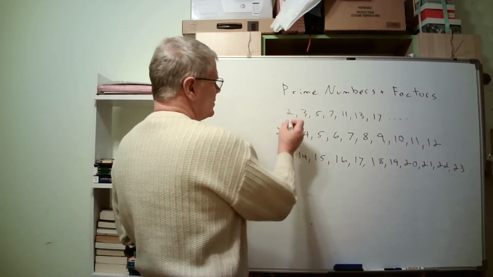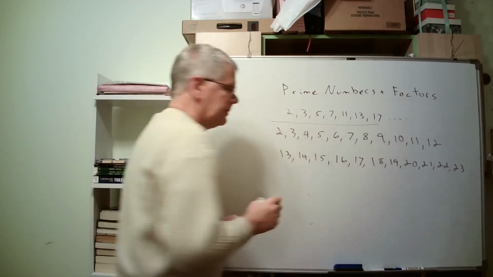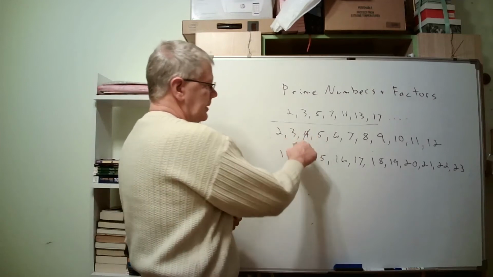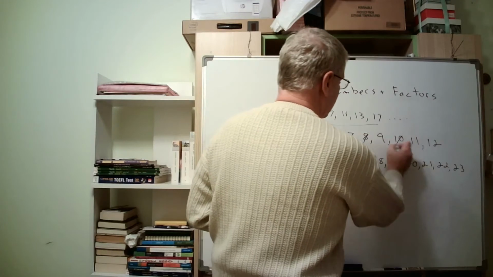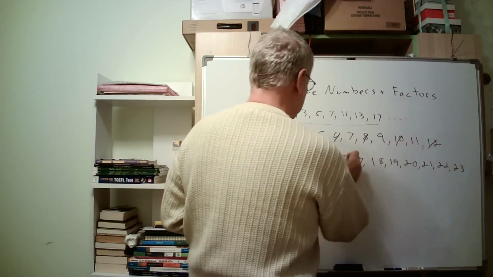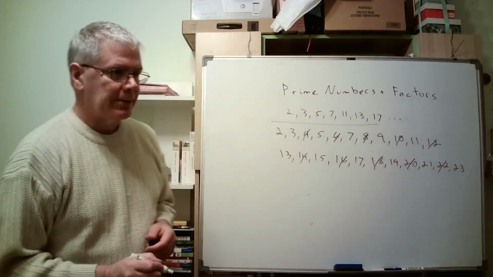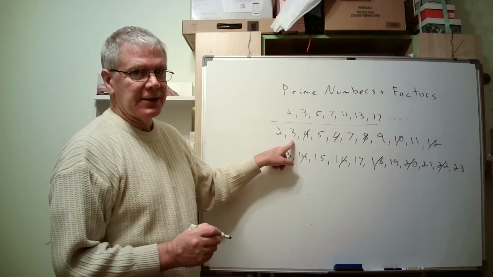So 2 is prime, and we're going to cross out every multiple of 2 because it won't be prime. 4 is not prime, it divides by 2. 6, 8, 10, 12, 14, 16, 18, 20. None of those are prime, they all divide by 2. The next thing that's not crossed out is 3, that's prime.